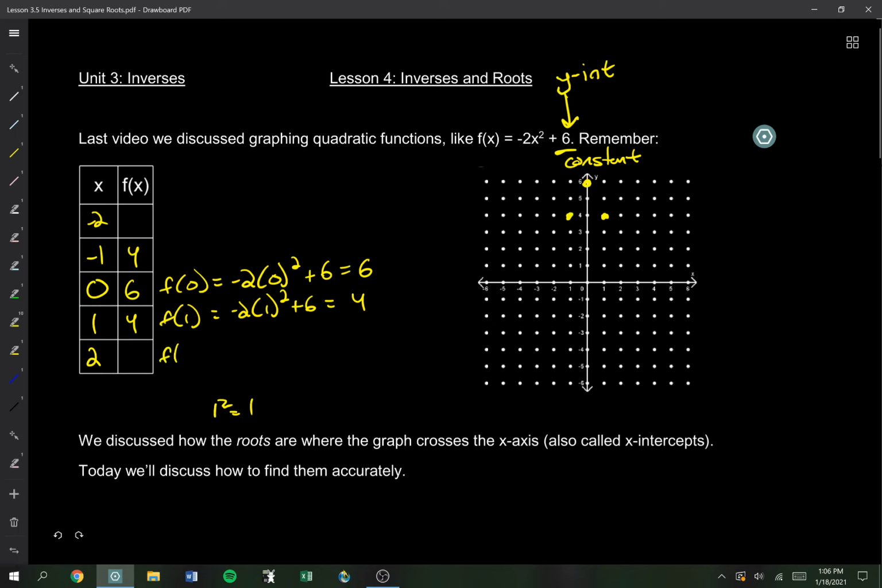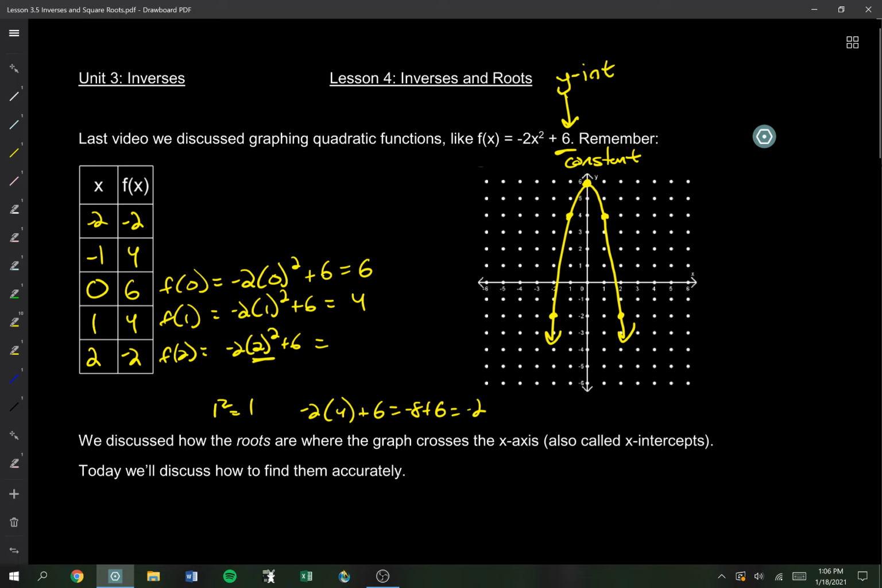If I plug in a 2, I get negative 2 times 2 squared plus 6. I do the squaring first, so 2 squared is 4, and negative 2 times 4 is negative 8, and negative 8 plus 6 is negative 2. So we have the point 2, negative 2, which also means, because of the symmetry, we have the point negative 2, negative 2. Okay, this is 5 pretty points, so I can try to make it into a parabolic curve, and that's a really nice one.